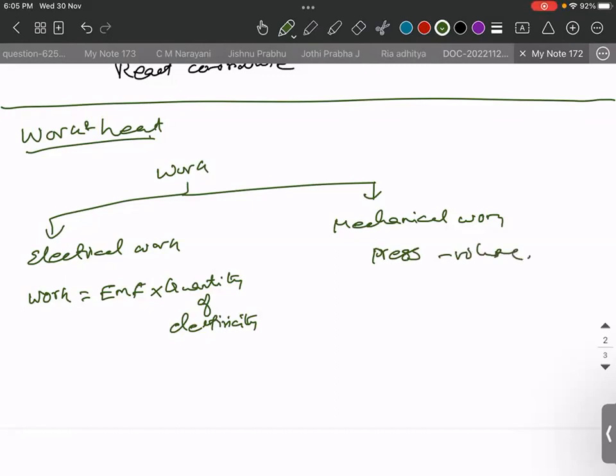When you have a system with a change in the volume and you are externally applying the pressure, what will happen? That we are measuring as your mechanical work.